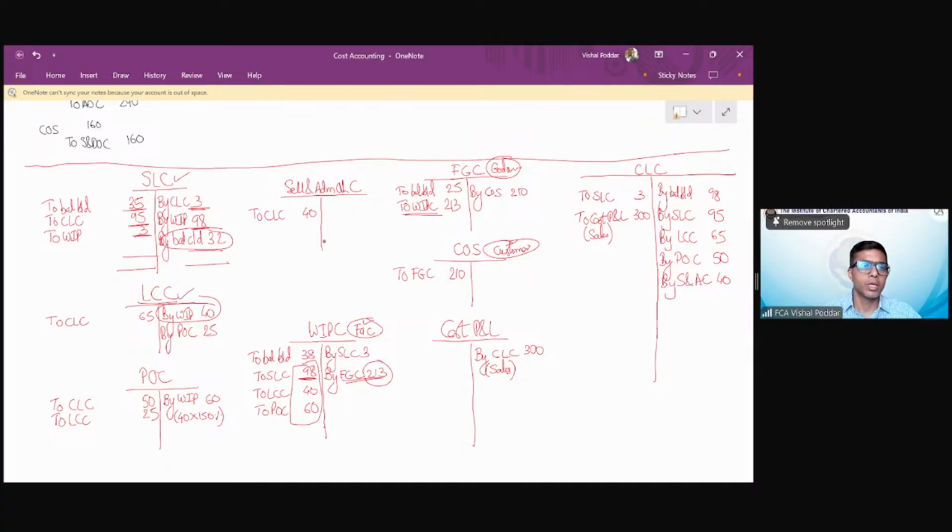Labor account. Labor account, whatever debit I made, the same credit I made. So it is already closed. No difference. Nothing to do.